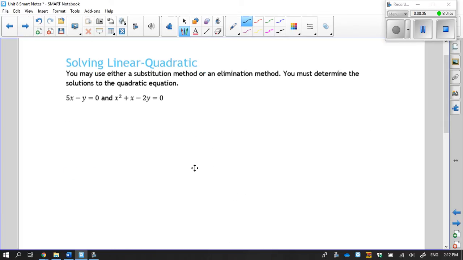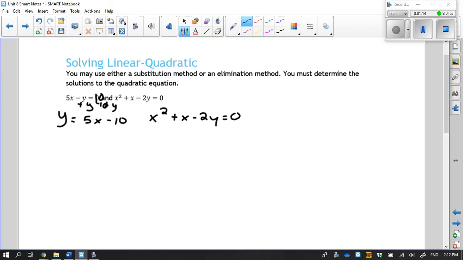So, solving a linear quadratic. First thing that I need to point out is I wrote down a number wrong. This should be 10. So then we have, let's see here, y. So we're going to add y over, add y here, subtract 10 here. So y is equal to 5x minus 10. And then we have x squared plus x minus 2y is equal to 0.